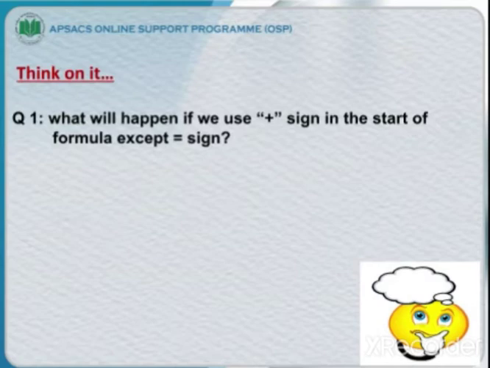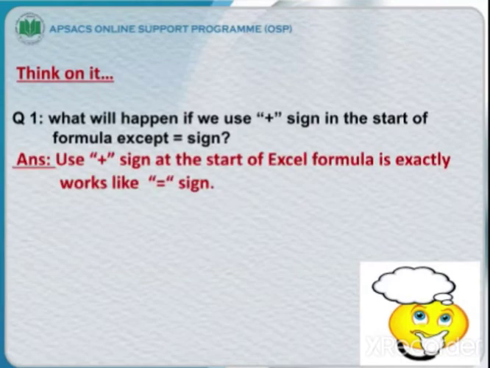Students, I had assigned you a home task in the last class. Hope that you have done enough research for that and found the correct answer. I am going to share the answers over here. Question number 1. What will happen if we use plus sign at the start of a formula instead of the equal sign? And the answer is, using plus sign at the start of an Excel formula works exactly like the equal sign, because plus was used in the oldest versions of spreadsheet software, for example, Lotus 123.